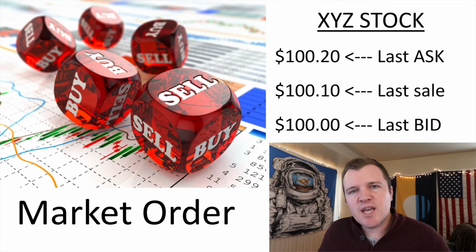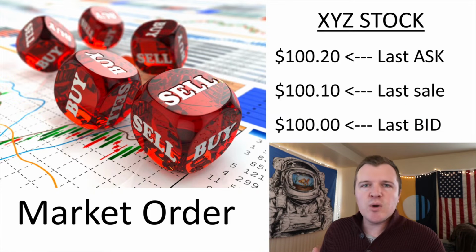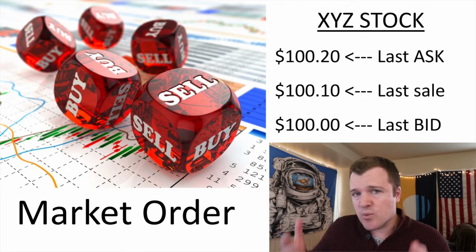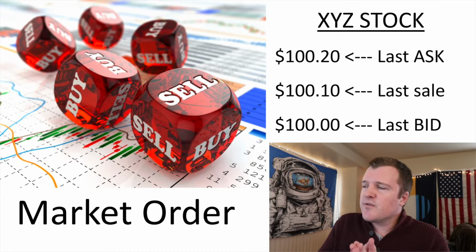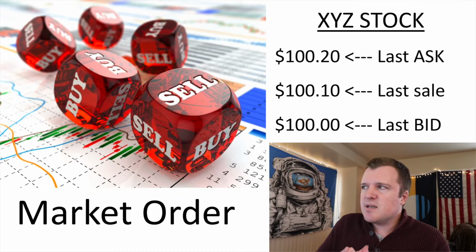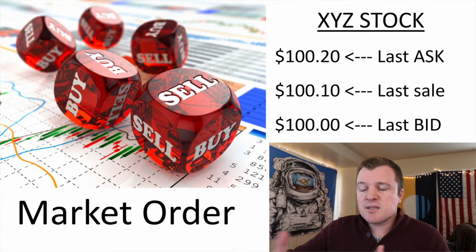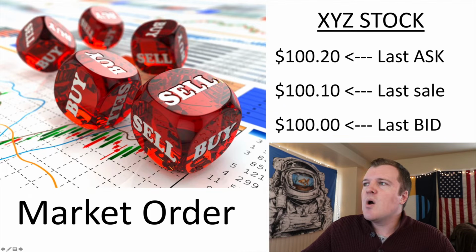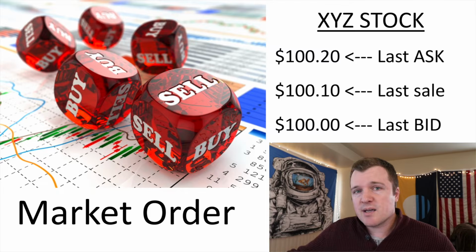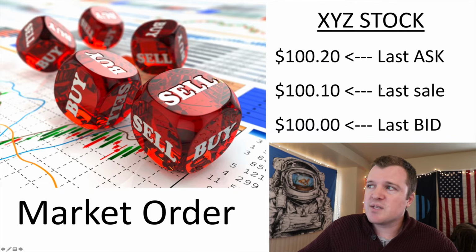First thing you have to understand is a market order, and a market order is you saying, I want to sell my stock right now, or I want to buy a stock right now. For example, we'll go with XYZ stock. XYZ, currently the stock ticker price is giving you $100.10. What that means is the last sale on the New York Stock Exchange occurred for this amount, $100.10.